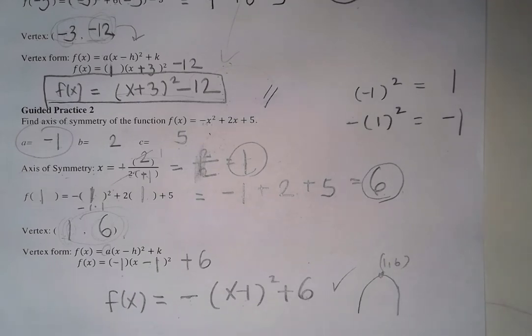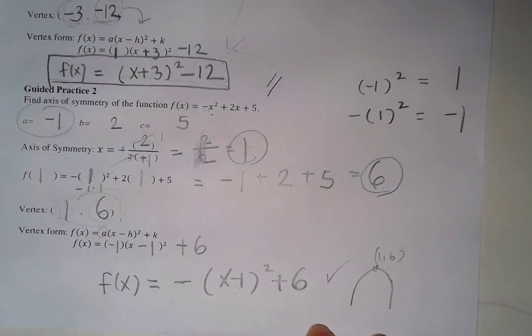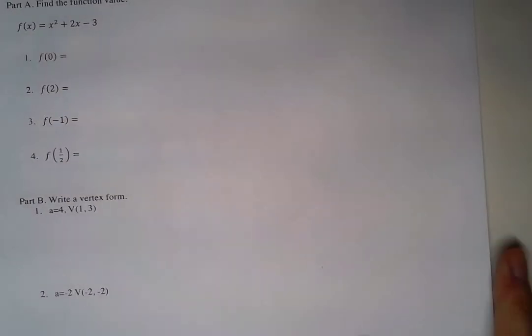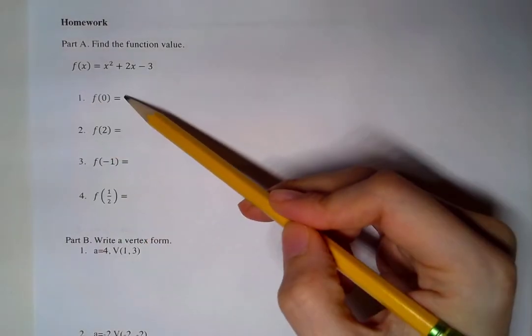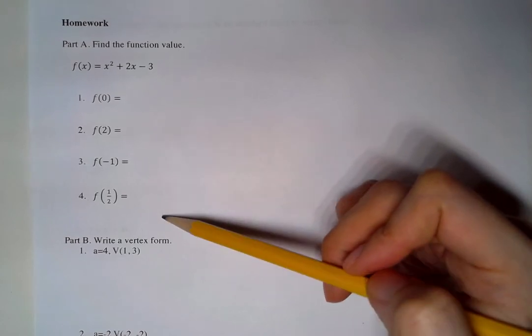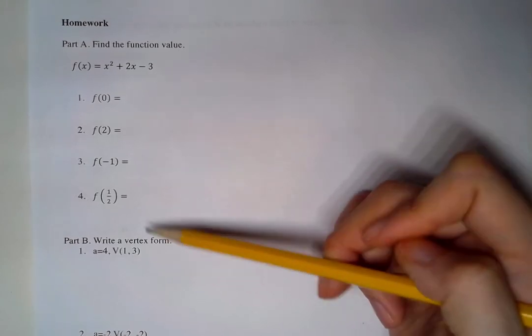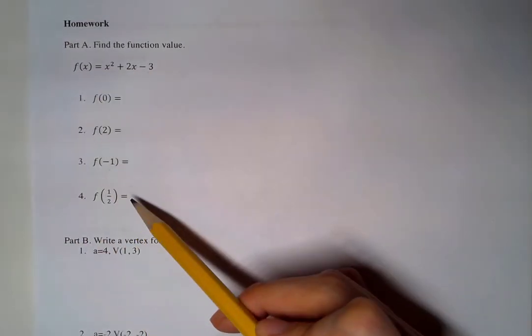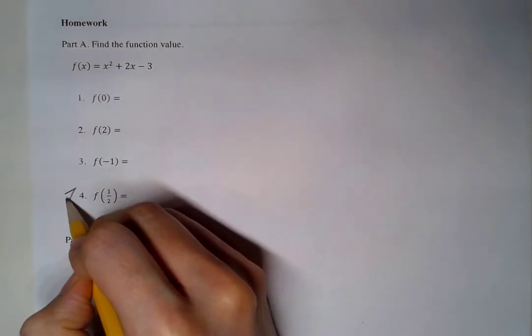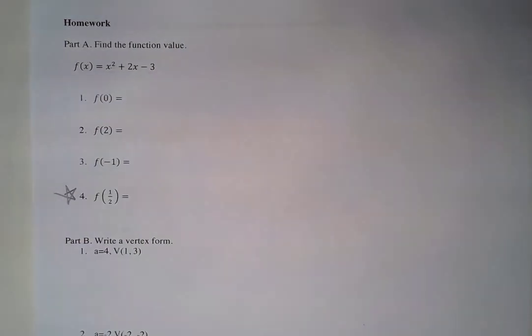And I will show you the homework, guys. Okay? So this lesson is done. I just want you to find the vertex and, using the vertex, write the vertex form. That's it. Alright? And look at your homework. For this 1, 2, 3, 4, I just want you to find the function value. Because this is just practice for the function value. Use the same function here. Just put 0 into x, 2 into x, negative 1 into x, 1 over 2 into x, right? Probably this one will be challenging because you have a fraction, but try, right?